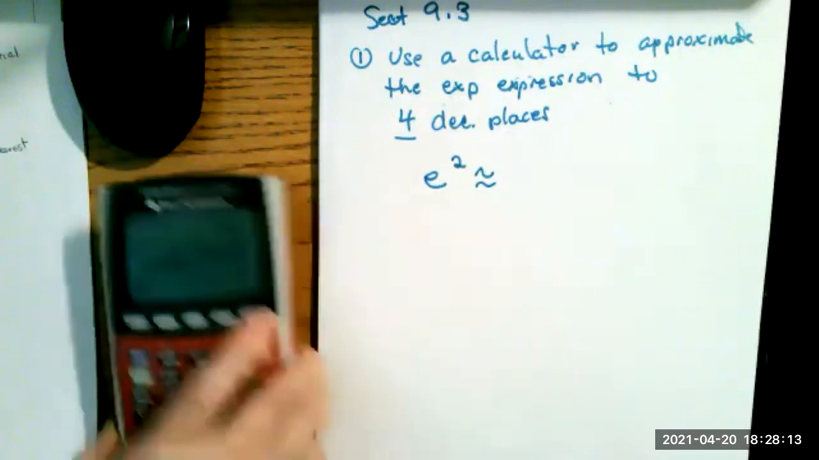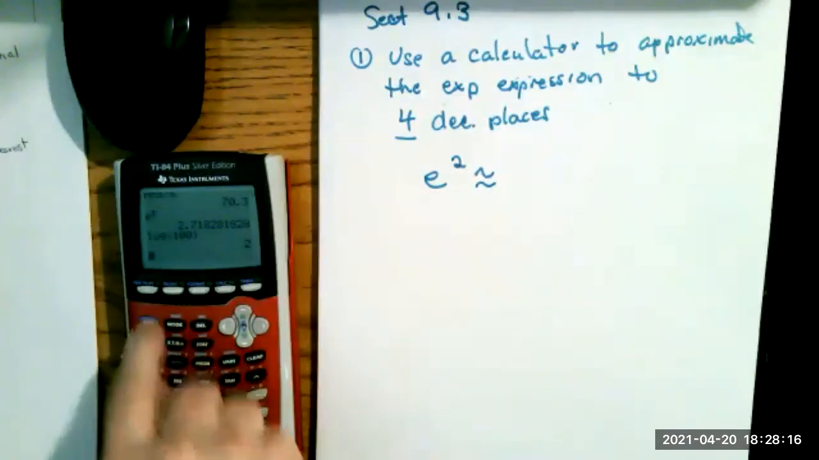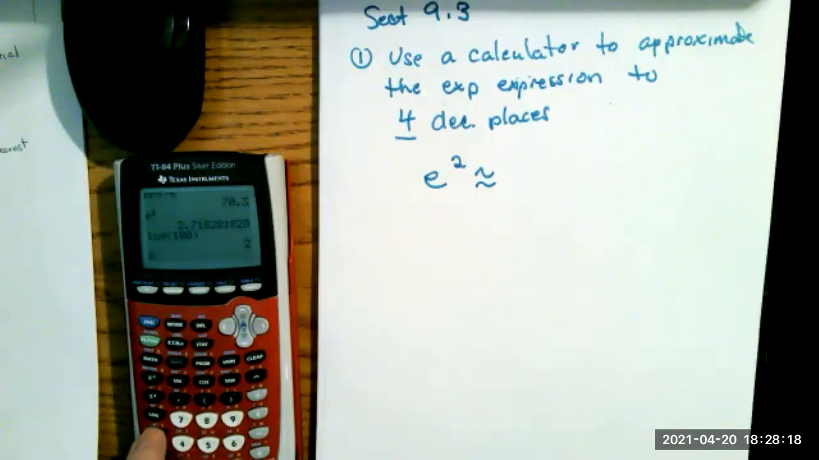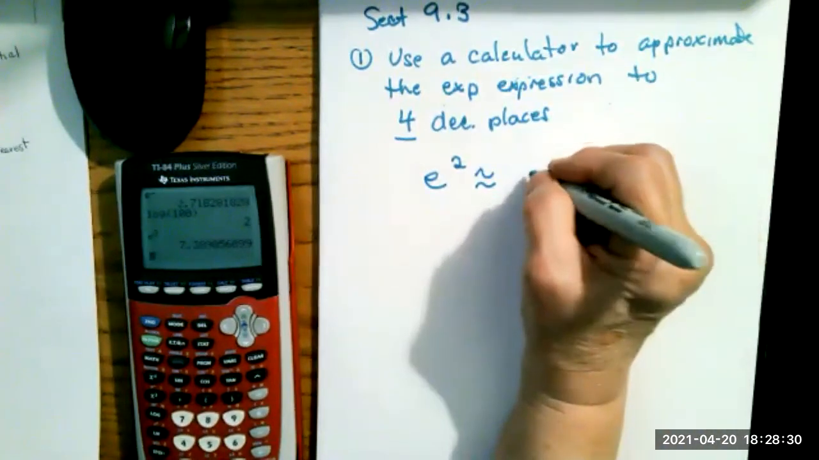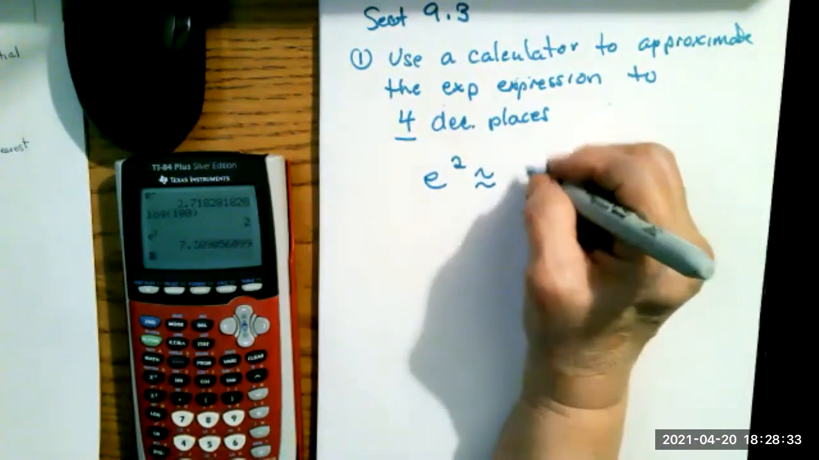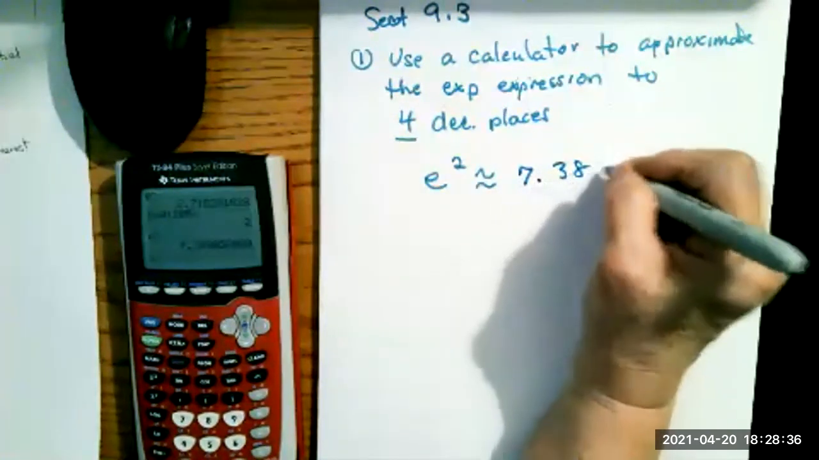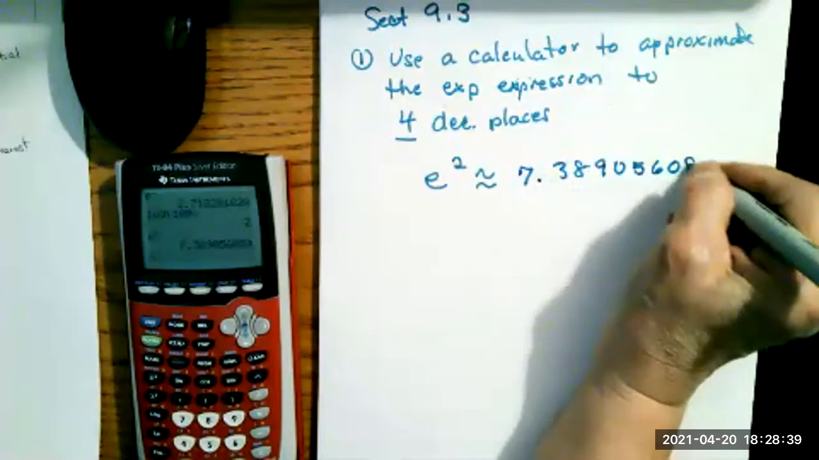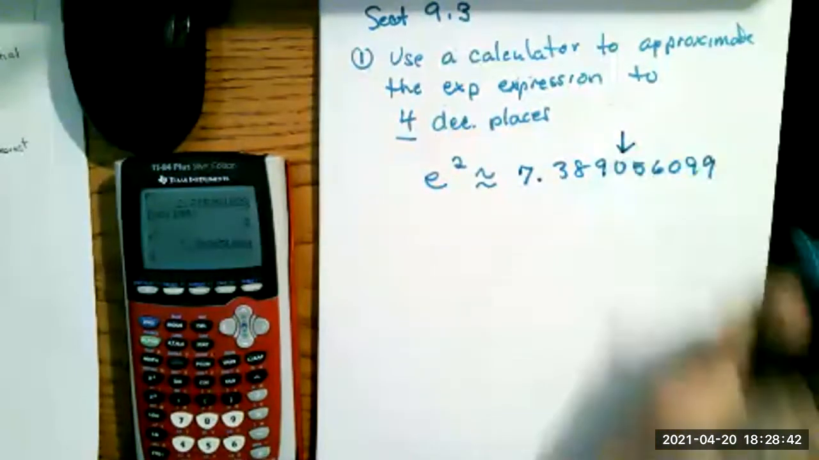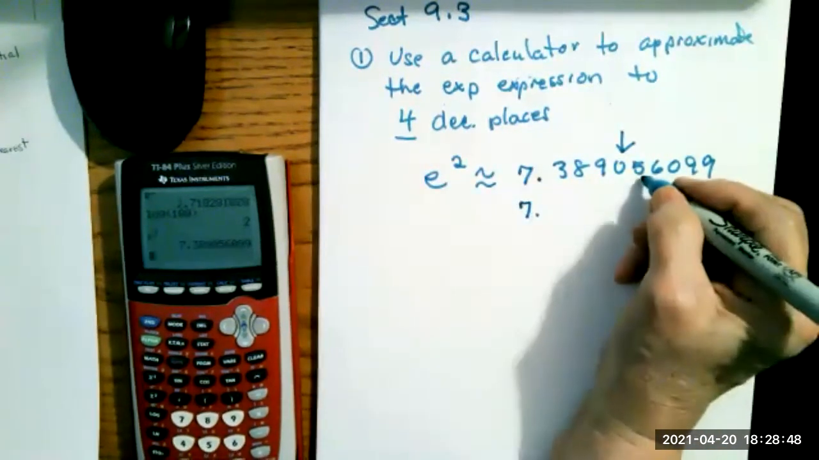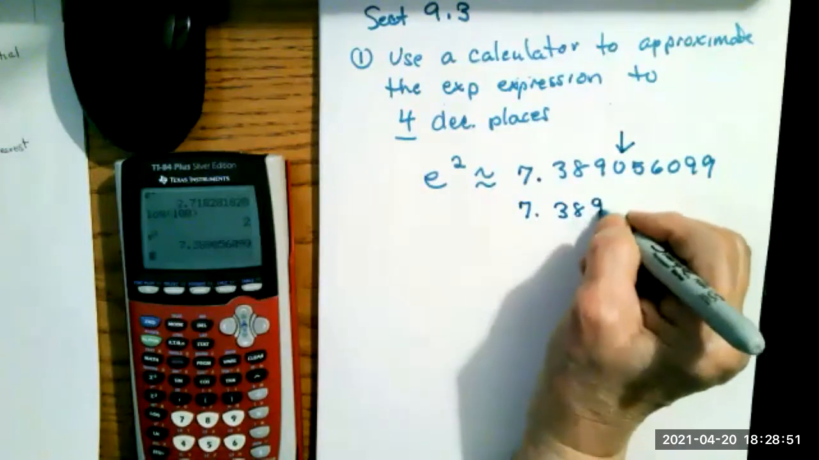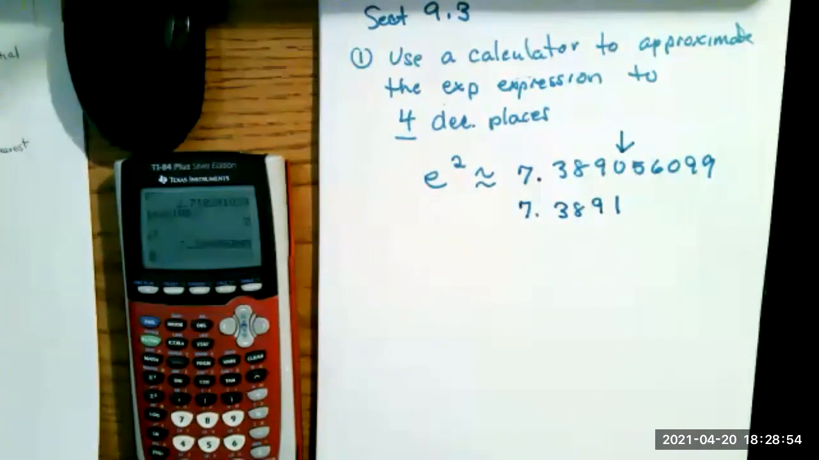Somebody tell me what you get to 4 decimal places. You'll have to hit your second key and then the ln key. And then when it gives you e there, you'll have to put the 2 in and then hit enter. Somebody tell me what it is to 4 decimal places. 7.389. Okay, let's discuss it. 7.38, and then it was 9056099 or something like that. There's the 4th place right there. So what will it be since this is a 5 after it? It's got to go up to a 1 there.